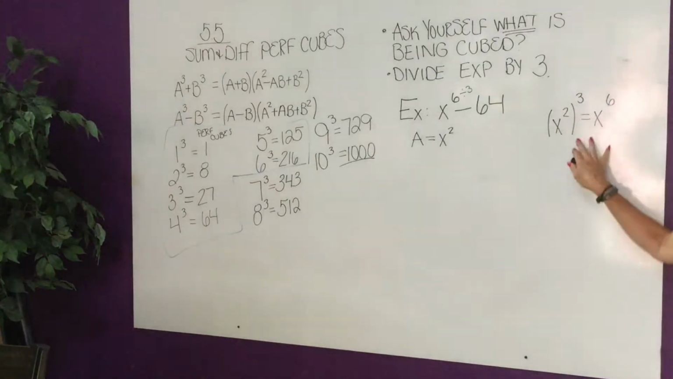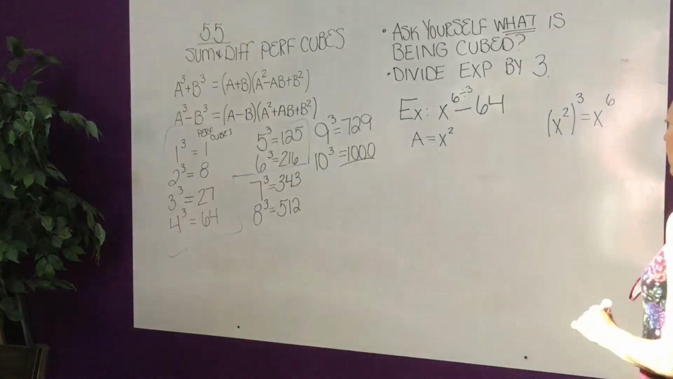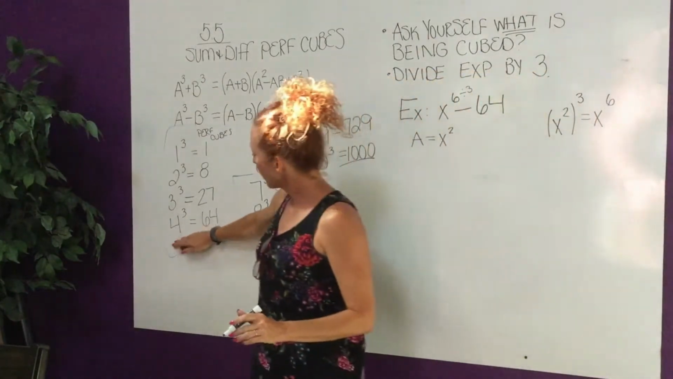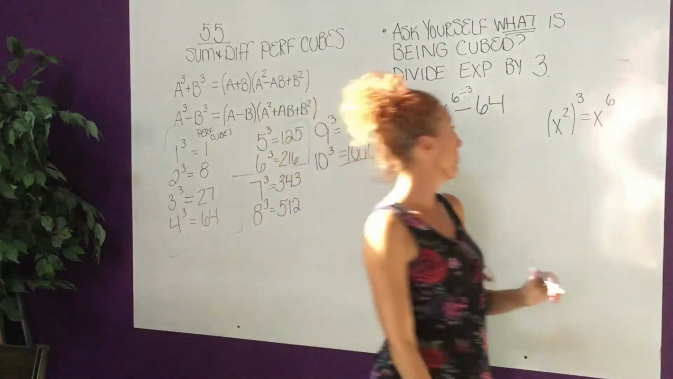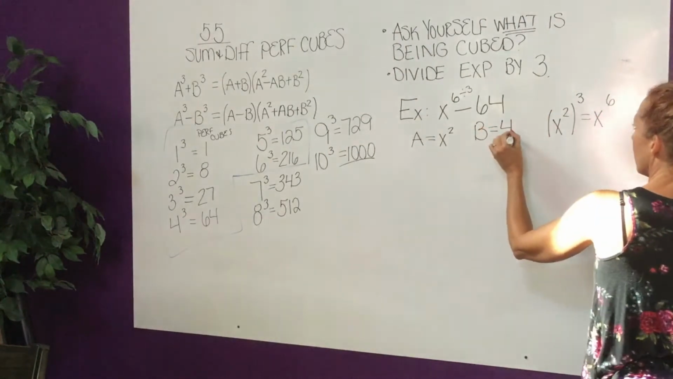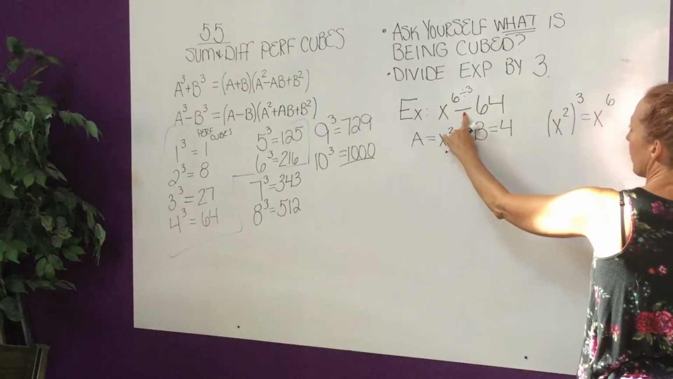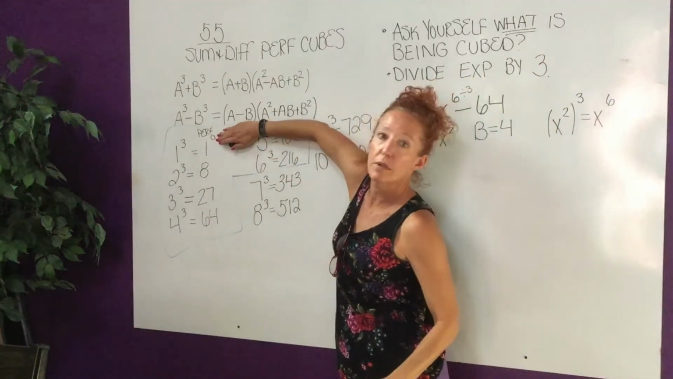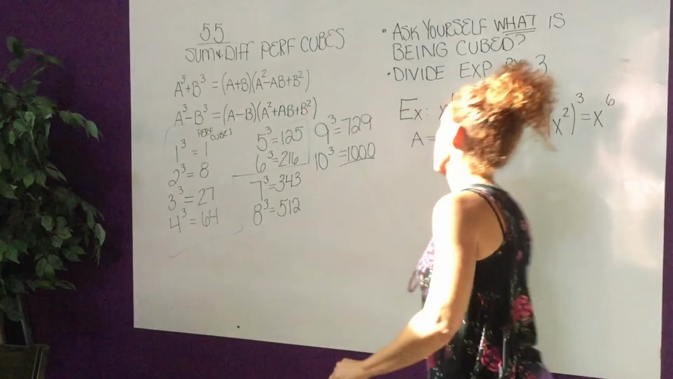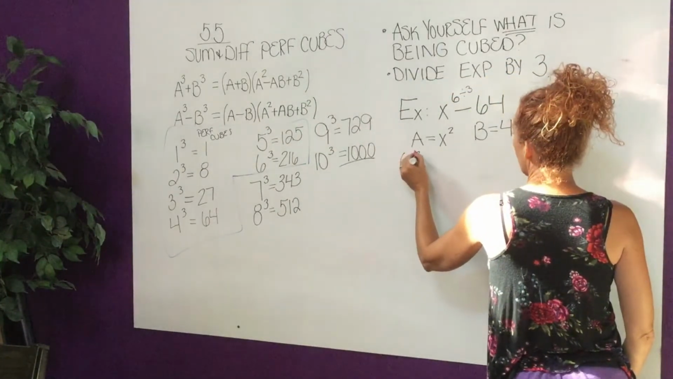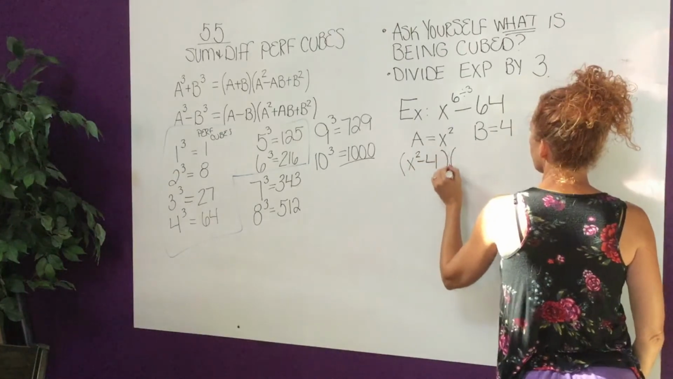Using those exponent rules, this is why it works. And 64 is 4 times 4 times 4. So the b is 4. And I'm going to follow the formula that uses the negative. So I'm going to use that one right there. So a minus b, x squared minus 4.